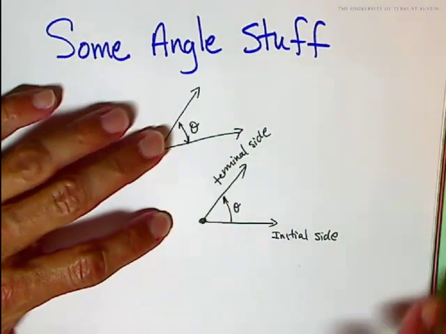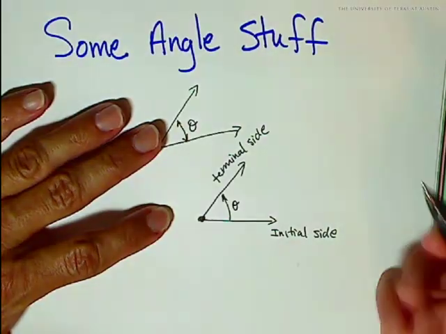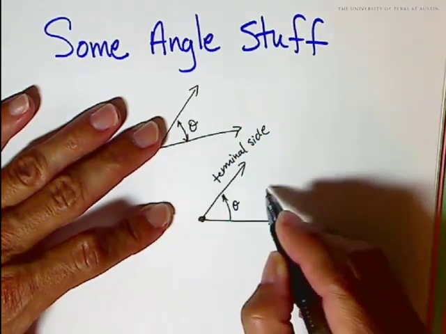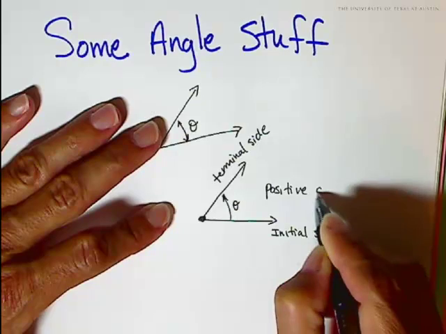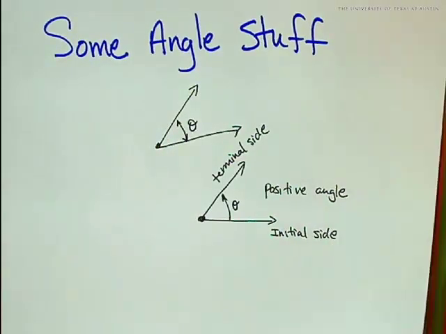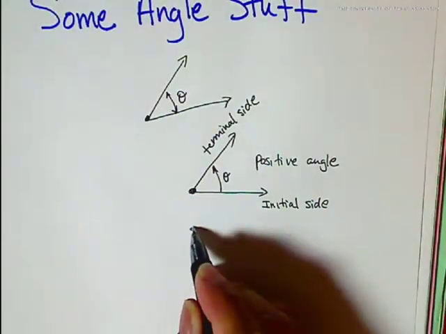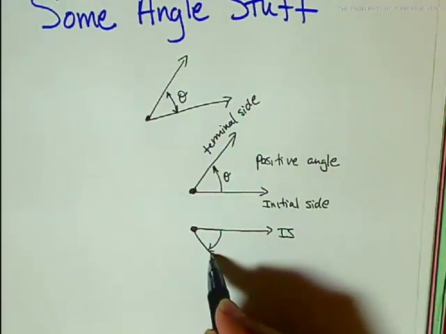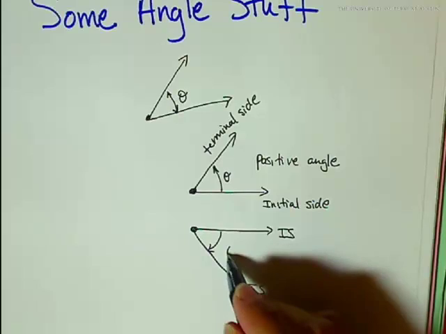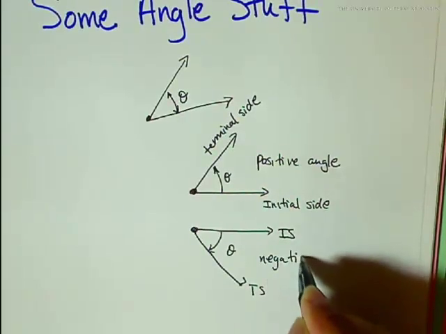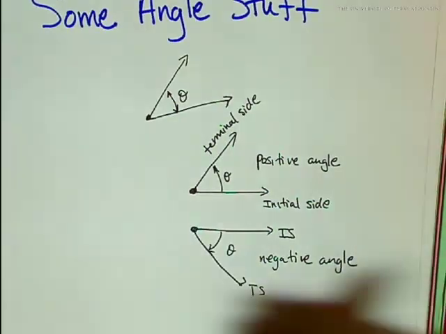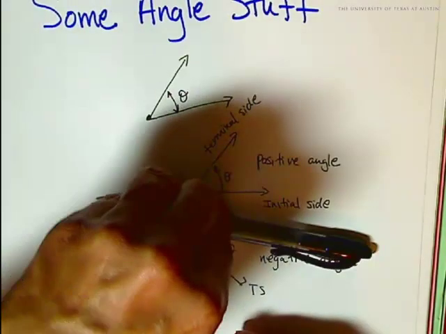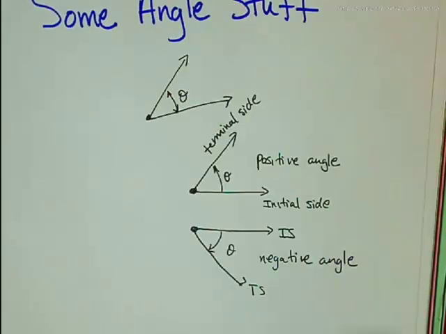When we look at it this way, we want to make sure that we agree upon an orientation. So if we are going counterclockwise from our initial side, then we actually have a positive angle measurement. If, however, starting at our initial side, IS, we go clockwise to our terminal side, TS, then we have a negative angle measurement. Okay, so counterclockwise from our initial side is positive, clockwise from our initial side is negative. Okay?